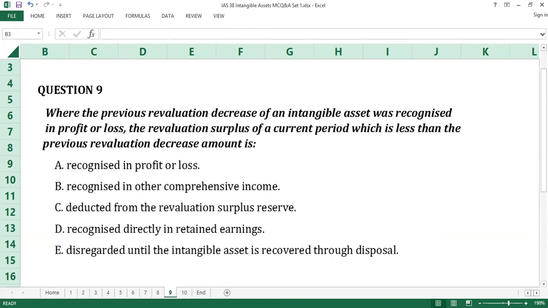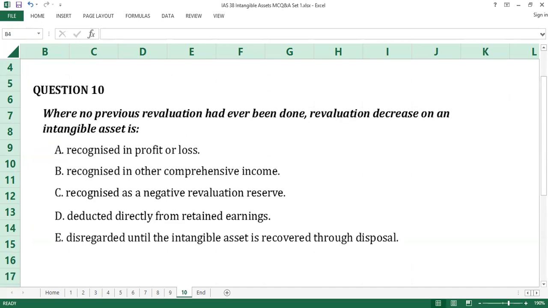Question number 9. The answer to question number 9 is A, recognized in profit or loss. It is prescribed in IAS 38 that if an intangible asset carrying amount is increased as a result of revaluation, the increase shall be recognized in other comprehensive income and accumulated in equity under the heading of revaluation surplus. However, the increase shall be recognized in profit or loss to the extent that it reverses a revaluation decrease of the same asset previously recognized in profit or loss. A is the answer to question number 9.